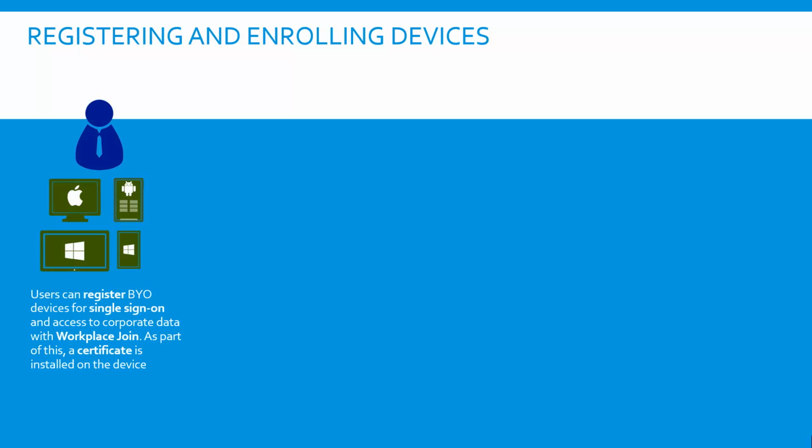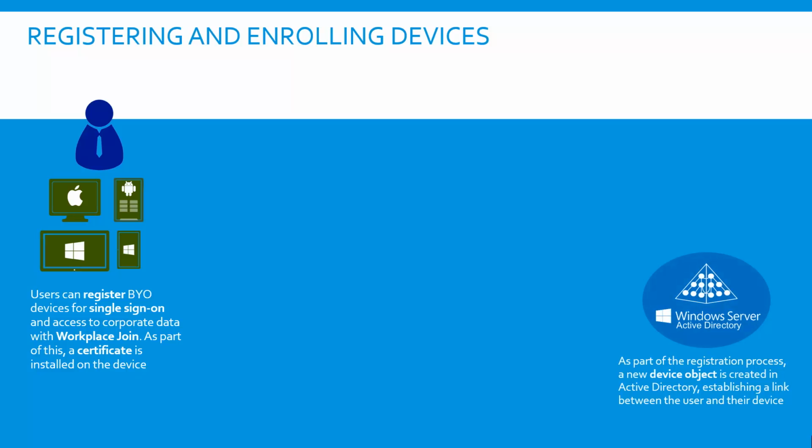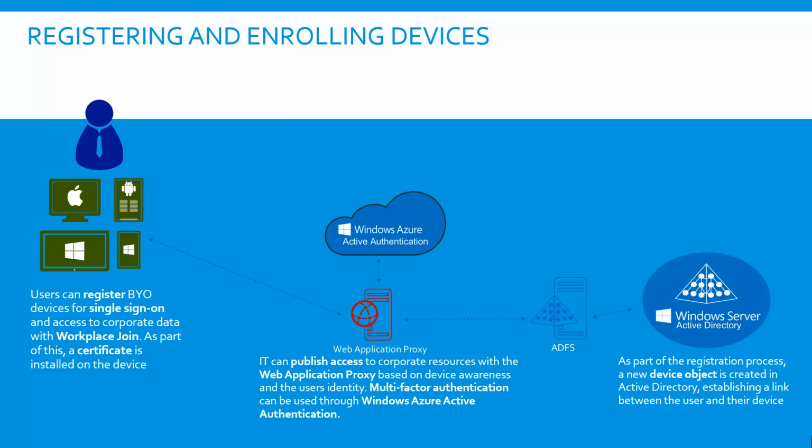So users can actually start to look at bringing it in, and as I mentioned, they have this capability to actually join the device using their domain credentials. Now if they choose to actually do the full workplace join, they do gain a certificate on the actual devices, but more importantly we start to see the objects actually within Active Directory due to the link between the Active Directory Federation Services and the Windows Azure Active Authentication service that links them together.